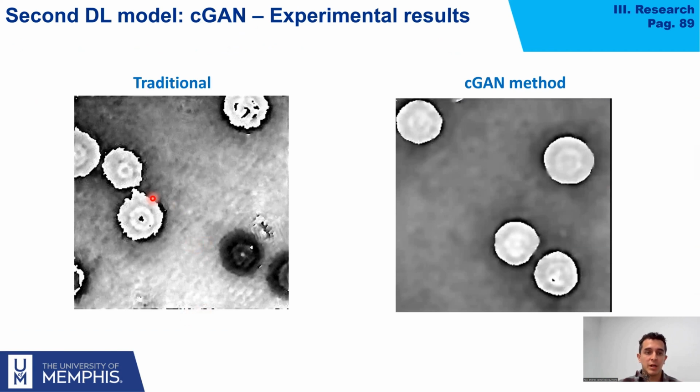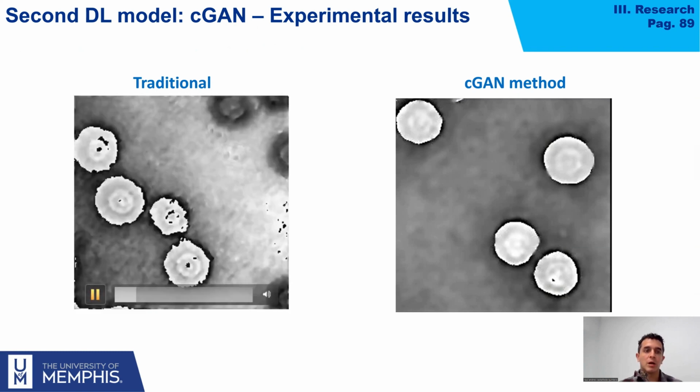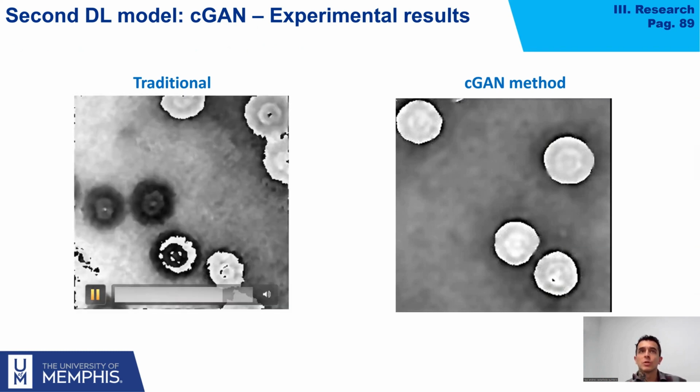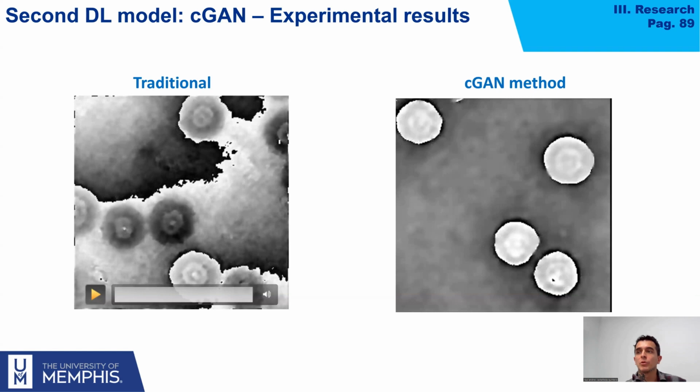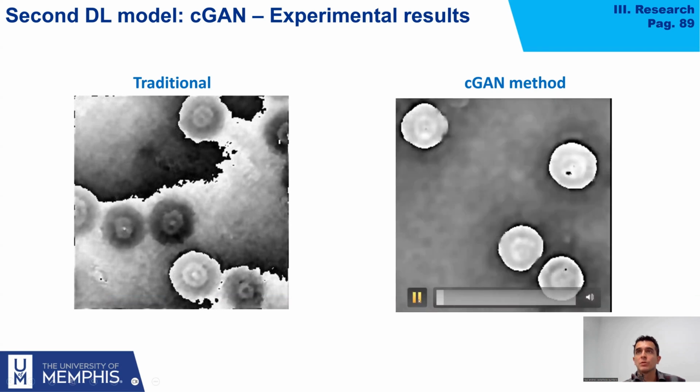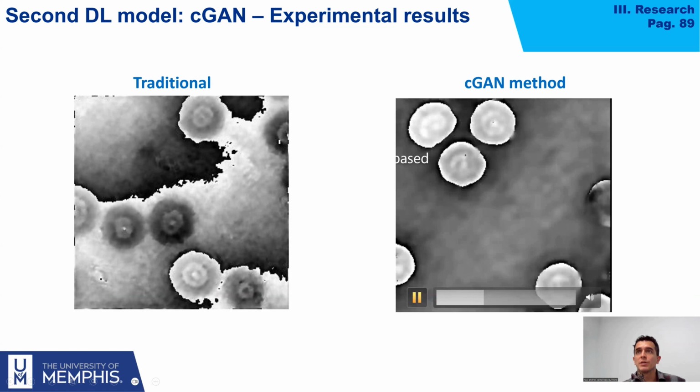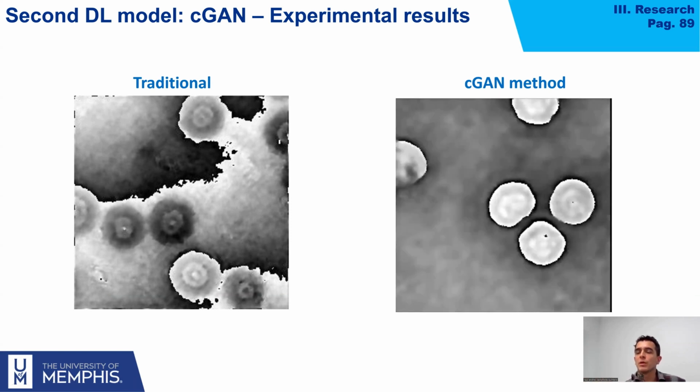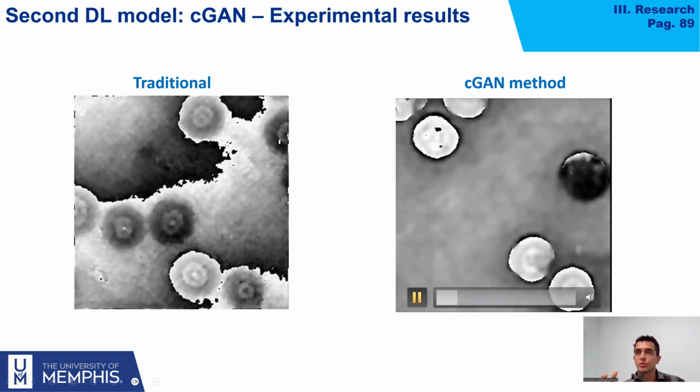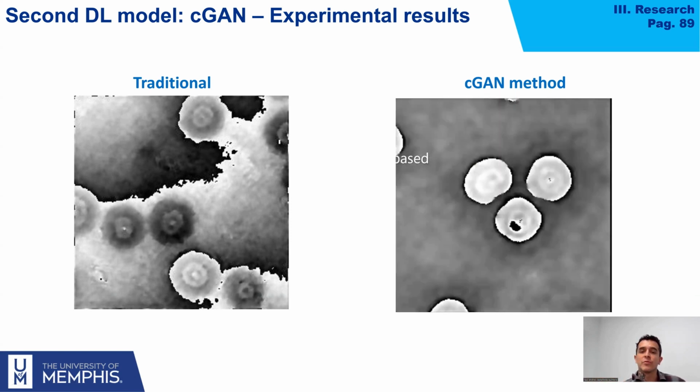This is the video that I showed you before using the conventional methods. And this is the outcome that we obtain with the second method. So you can realize that there are no phase jumps between different frames, and the phase information of the red blood cells are homogeneous between the different frames.